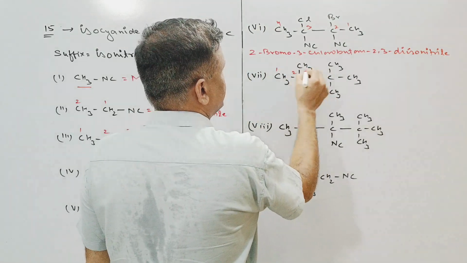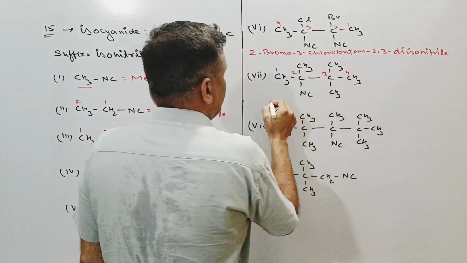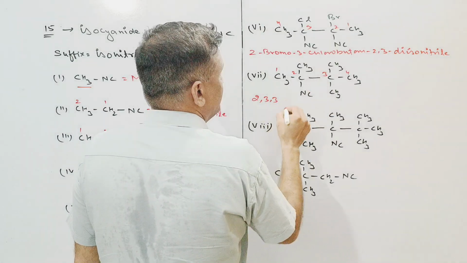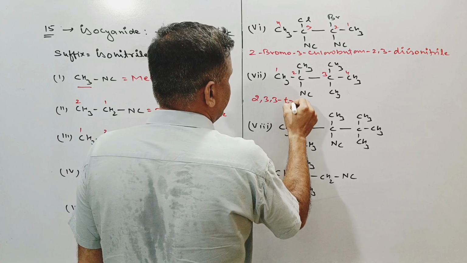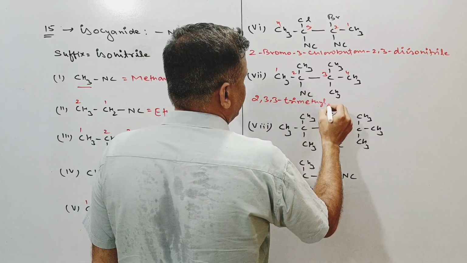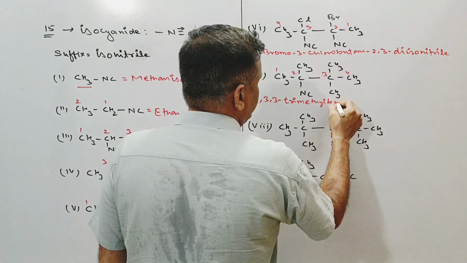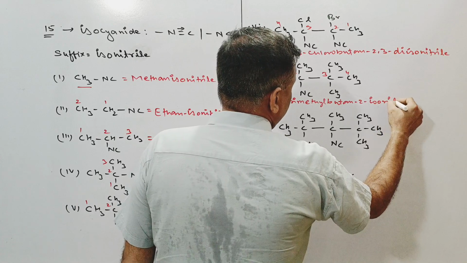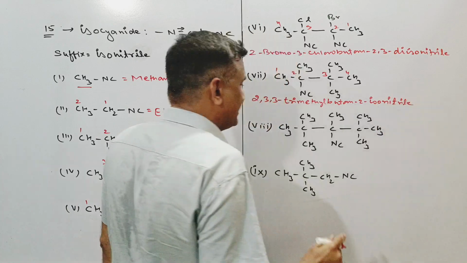For this 1, 2, 3 and 4, at the number 2 position there is methyl, and at the number 3 position there are two methyls. So 2,3,3-trimethyl. This is the trimethyl. There are 4 carbons in the chain, so you will say butane, 2-isonitrile. 2-isonitrile will be the name.